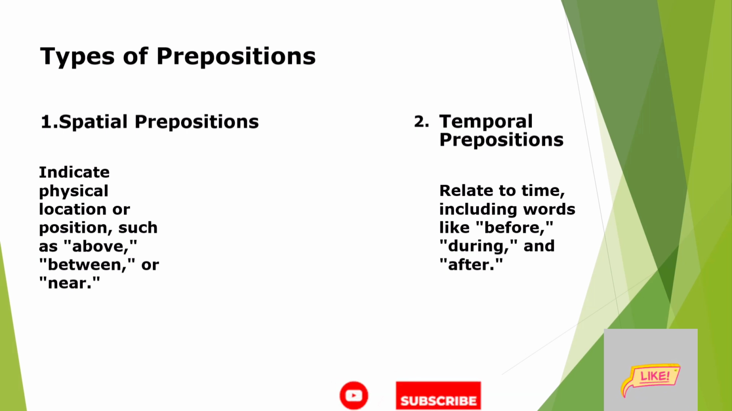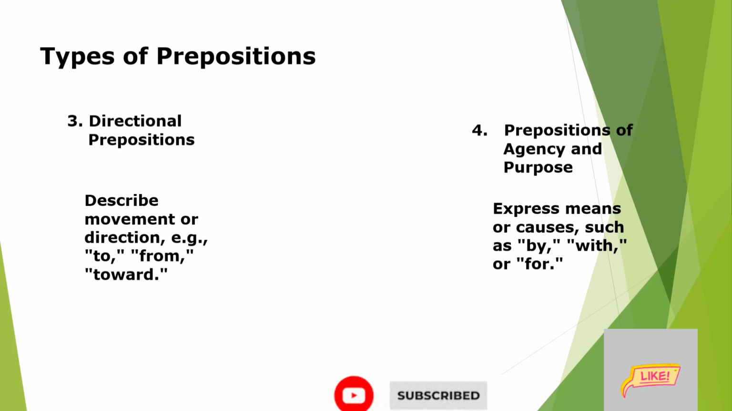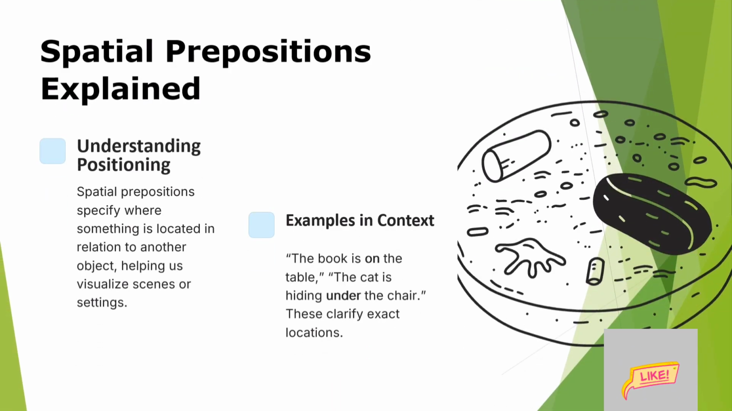Number one, spatial prepositions indicate physical location or position, such as above, between, or near. Number two, temporal prepositions relate to time, including words like before, during, and after. Number three, directional prepositions describe movement or direction, such as to, from, toward. Number four, prepositions of agency and purpose express means or causes, such as by, with, or for. Now we will understand prepositions thoroughly with examples and more.